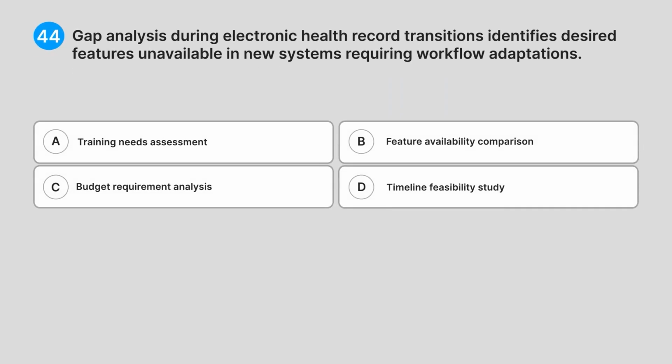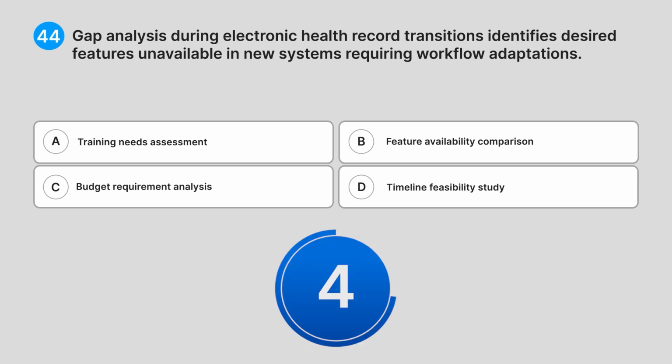44. Gap analysis during electronic health record transitions identifies desired features unavailable in new systems requiring workflow adaptations. A. Training needs assessment. B. Feature availability comparison. C. Budget requirement analysis. D. Timeline feasibility study. Do you know the answer?